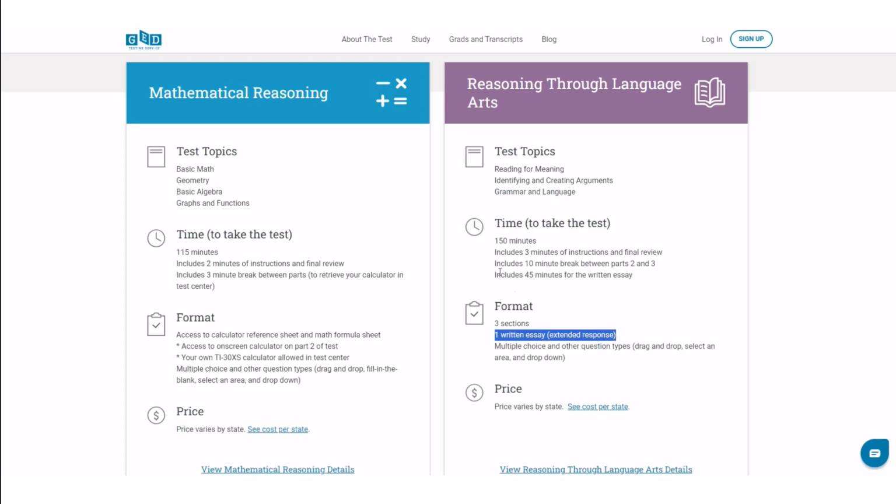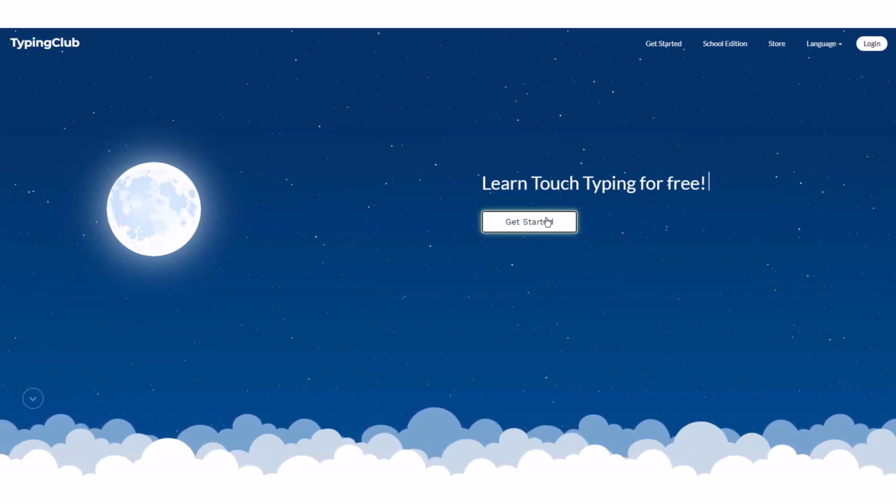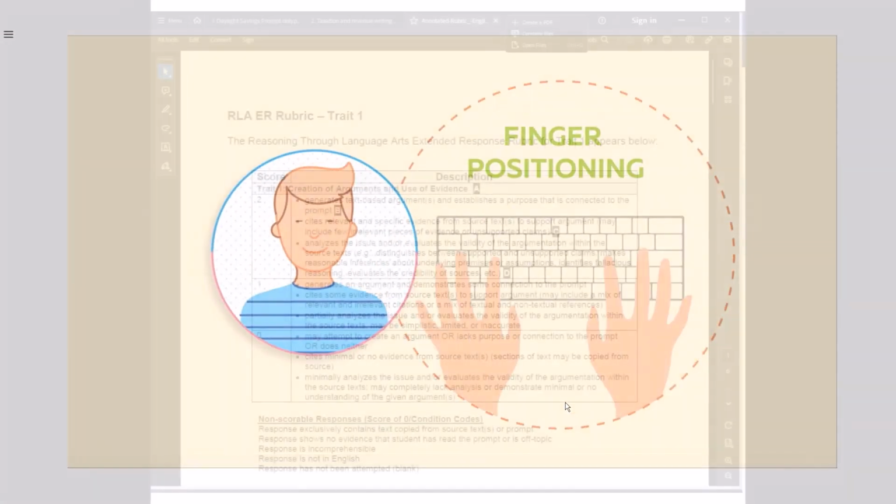If you are a slow typist, I suggest you practice. There are a lot of free typing websites out there. My favorite, though, is typingclub.com. It's free, and if you create an account, it tracks your progress for you.